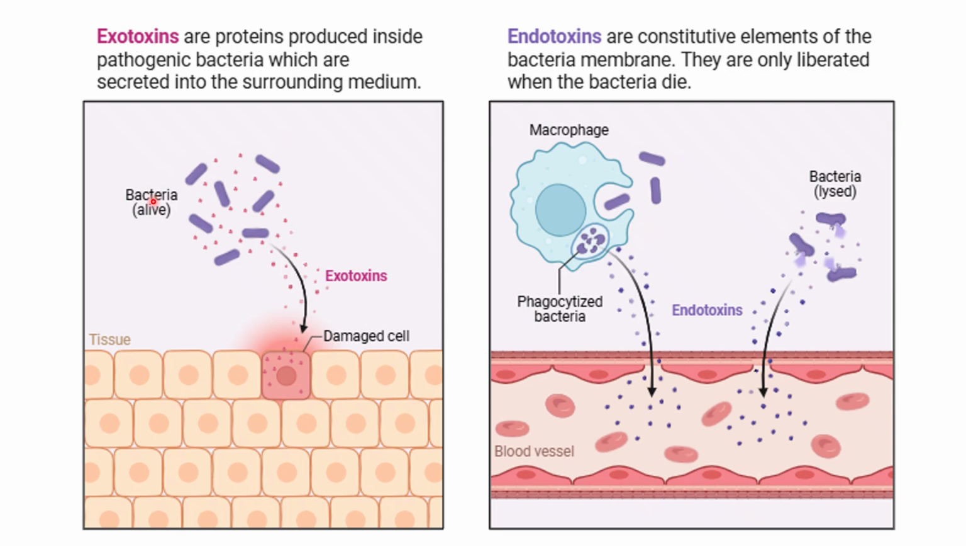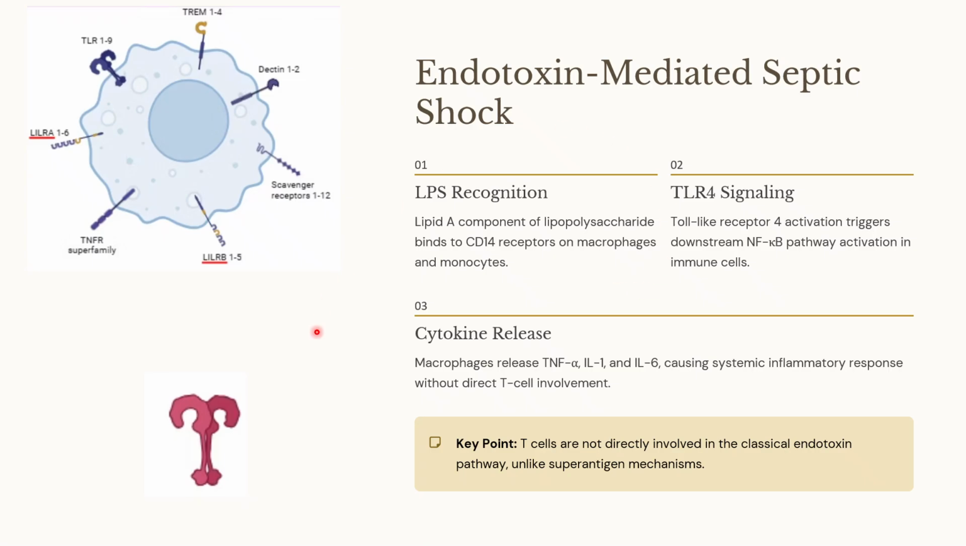There is another entity, the endotoxins, that can also produce septic shock. How? Endotoxins are constitutive elements of the bacterial membrane. They are only liberated when the bacteria die. In the bacterial membrane, the endotoxin is the lipopolysaccharide. It has a component that is the lipid A.